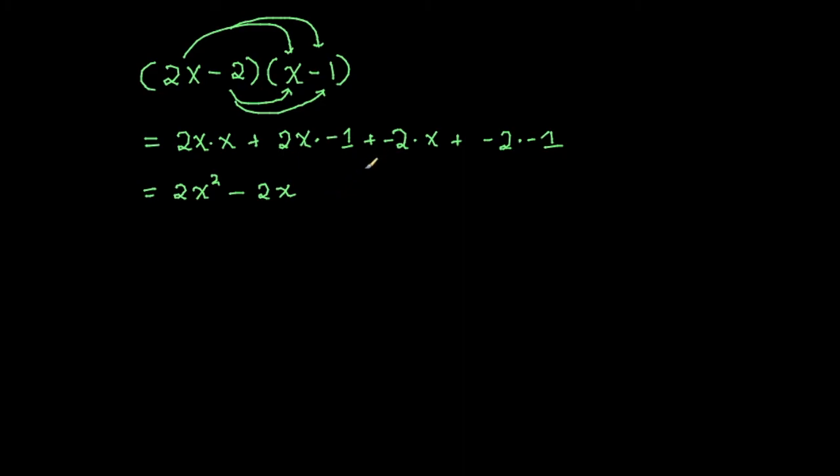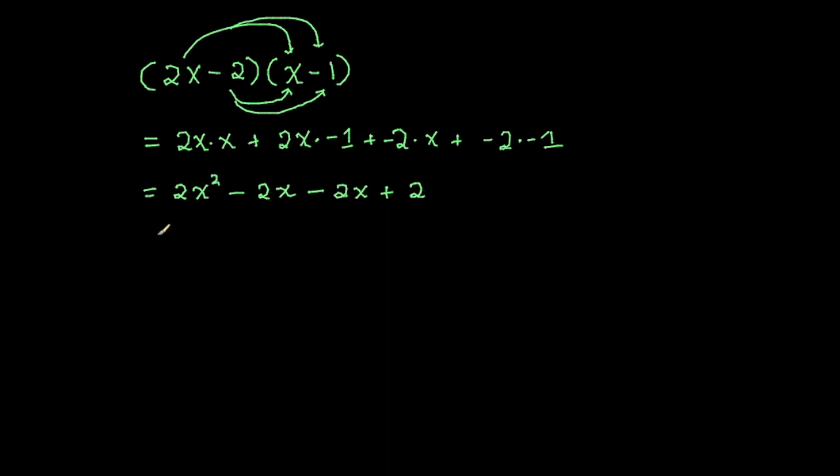So minus 2x. And then same idea here, we have minus 2 times x. So there's going to be minus 2x. So we're adding a minus 2x, which is the same thing as writing minus 2x. So plus minus again just becomes minus. And then finally here, we have minus 2 times minus 1. Now two negatives multiply to be a positive. So this just becomes plus 2 times 1, which is just 2.